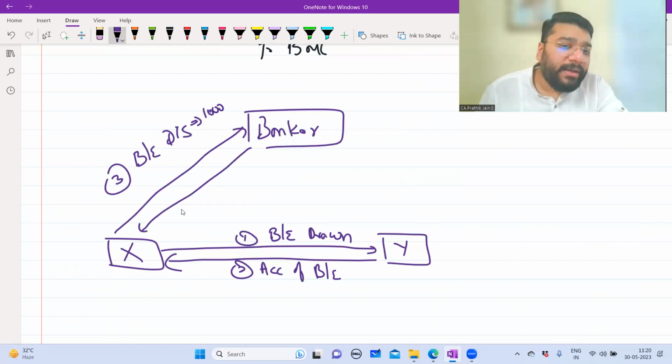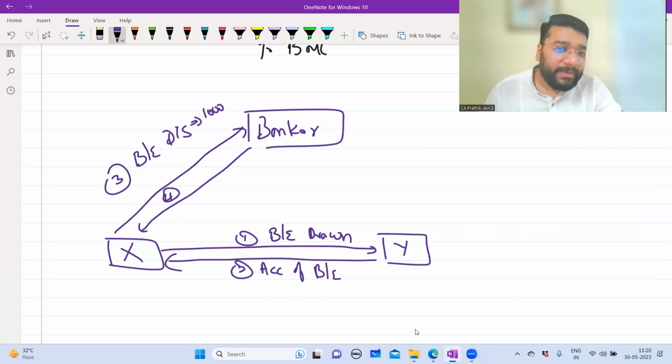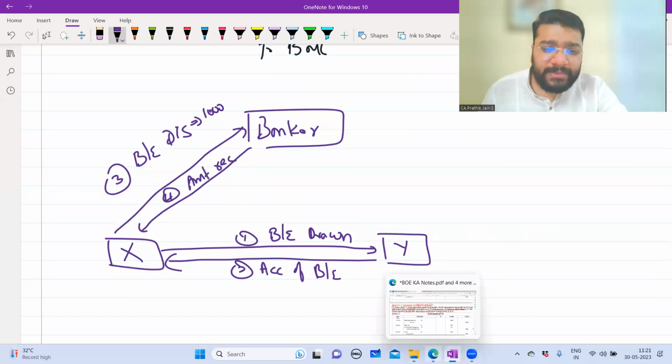In return, the banker is paying how much? Some amount after discounting charges are deducted. So we have to calculate that. In the last question, they gave the calculation. Here we have to calculate it. Then what is happening? Once the amount is received, let's calculate the amount now.